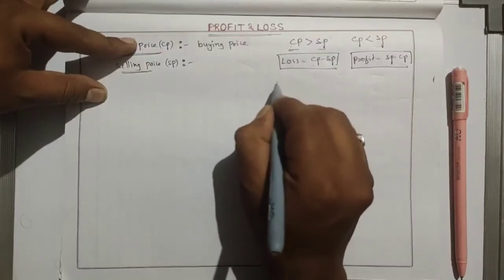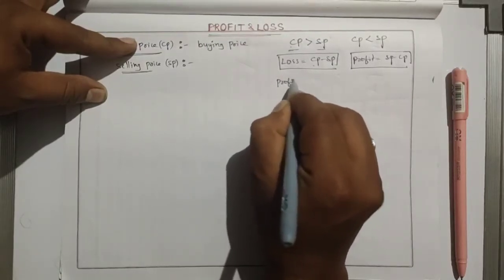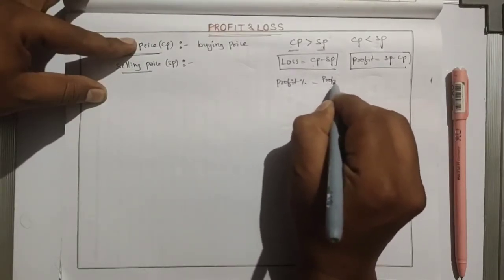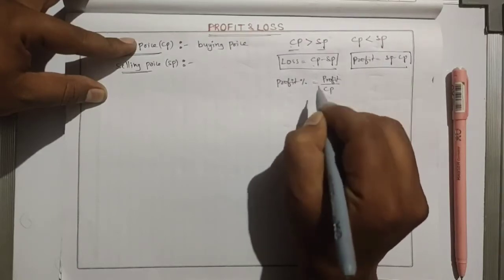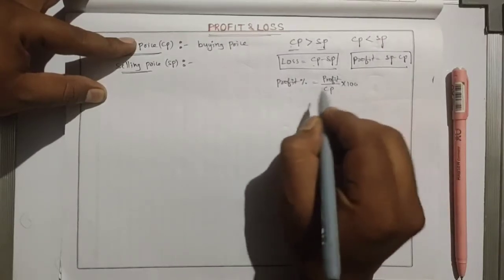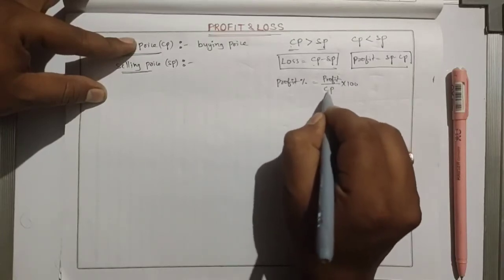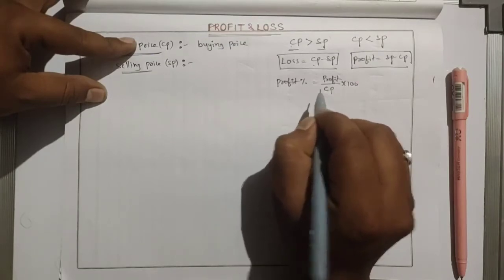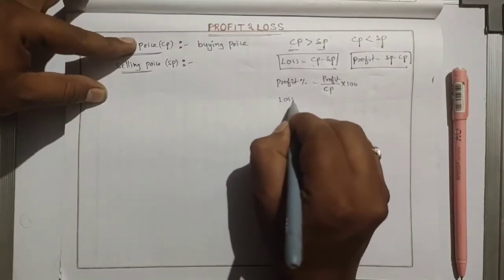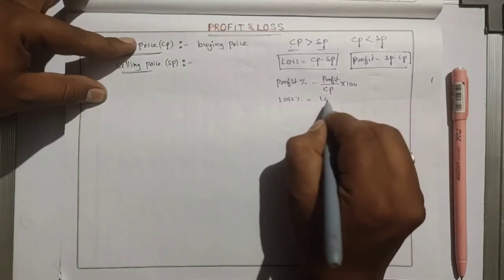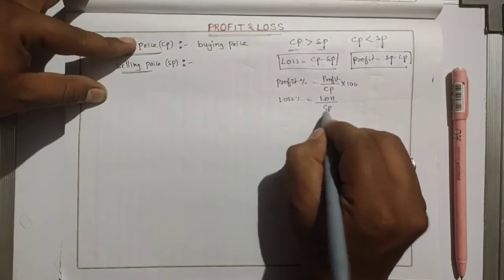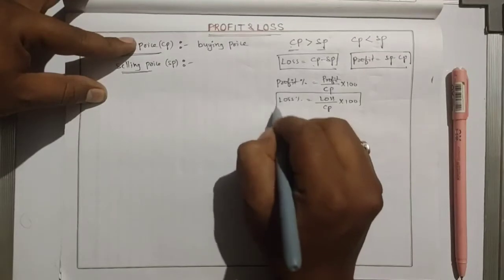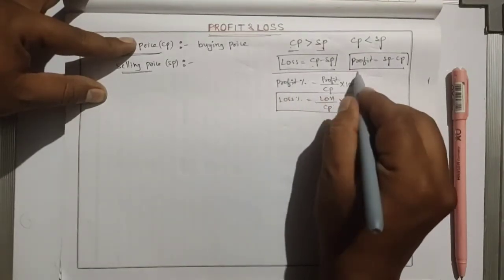Now we should know what the profit percentage is. Profit percentage is equal to the profit by cost price into 100. When you are finding the profit, we should take the CP as the basis. We should find the profit or loss based only on the cost price, and loss percentage is equal to the loss by cost price into 100. So we should keep this formula in our mind, then you will be able to find the answers very fast.